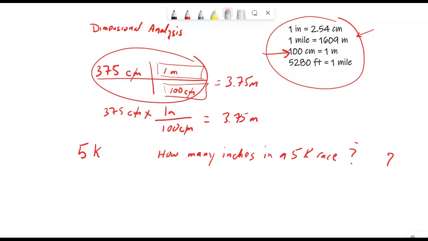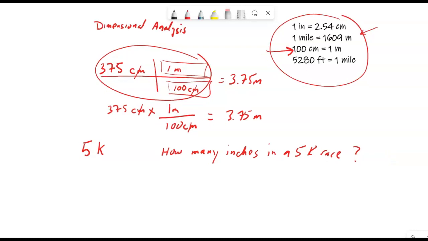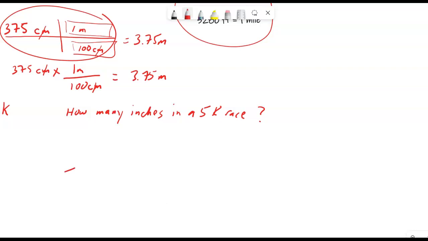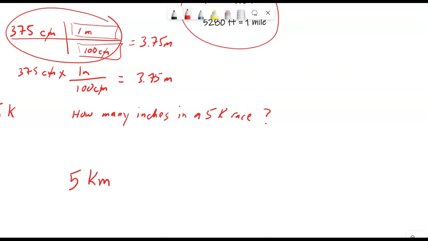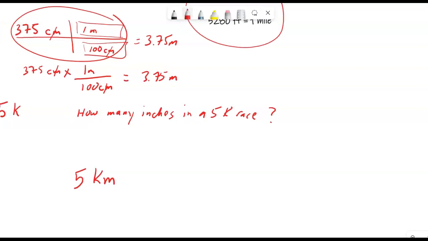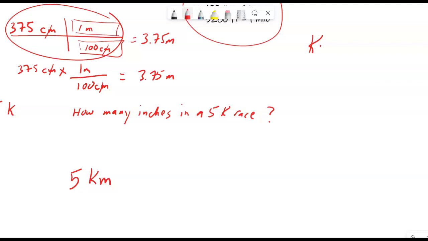Let me get rid of this little line here. So the way we do this, well, first of all, you have to know what a 5K is. 5K stands for 5 kilometers. And a kilometer, that should actually be a lowercase k, is 1,000 meters.